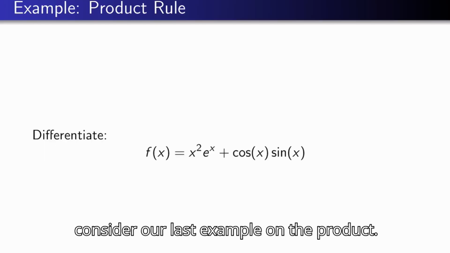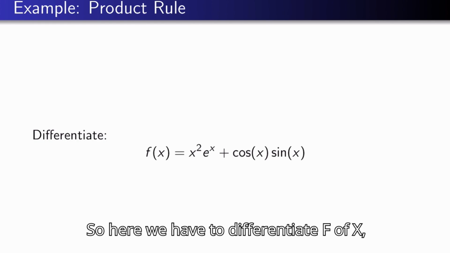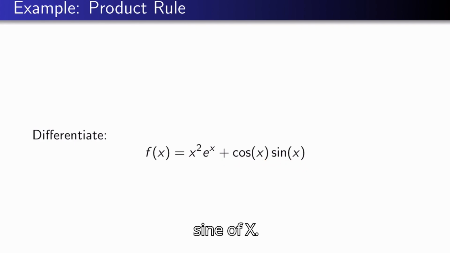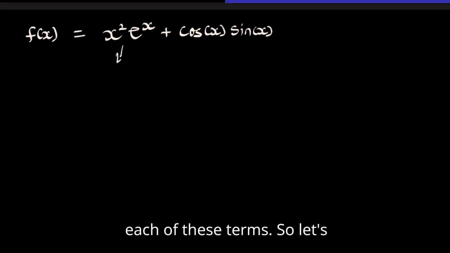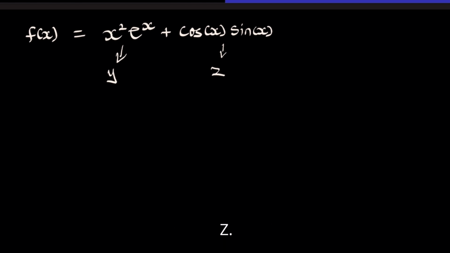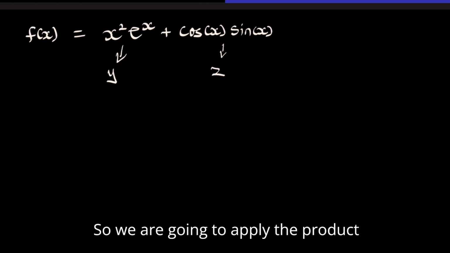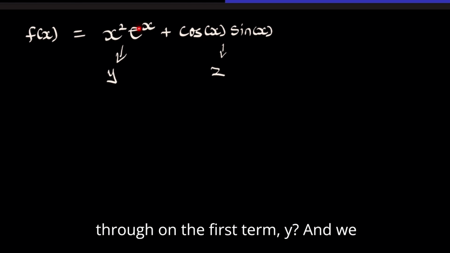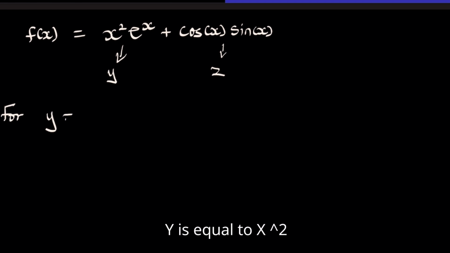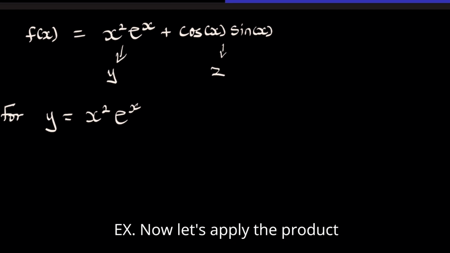Let's consider our last example on the product rule. So here we have to differentiate f of x, giving us x squared e^x plus cosine of x sine of x. So let's call the first term say y, and let's call the second term say z. So we are going to apply the product rule on the first term y, and we apply the product rule on the second term, which is z. Y is equal to x squared e^x. Now let's apply the product rule on this function.